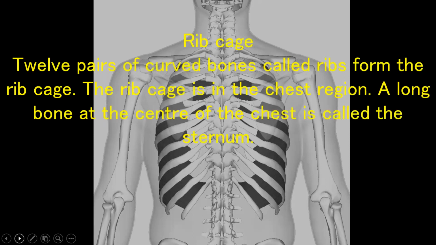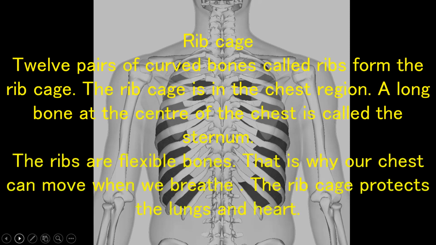Rib cage. 12 pairs of curved bones called ribs form the rib cage. The rib cage is in the chest region. A long bone at the center of the chest is called the sternum. The ribs are flexible bones. That is why our chest can move when we breathe. The rib cage protects the lungs and heart.